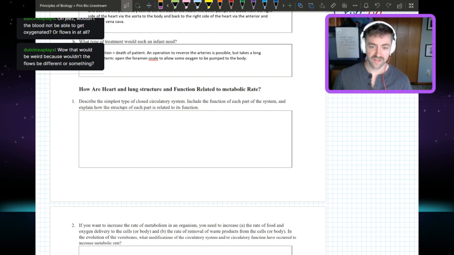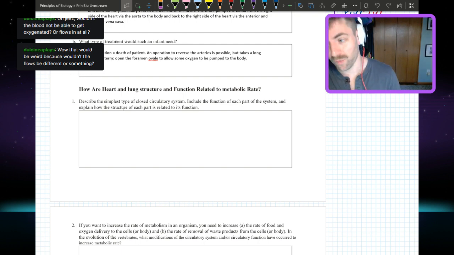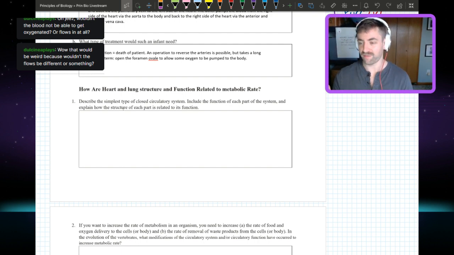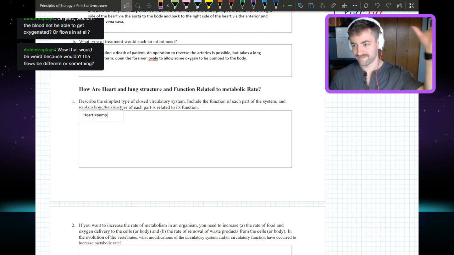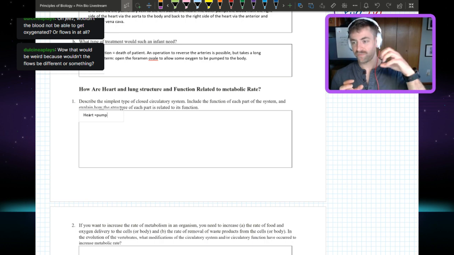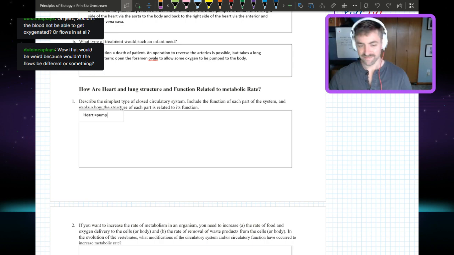Arteries are more muscular than veins to withstand the higher blood pressure resulting from the force of the heart's contraction. And capillaries are one cell wall thick, really thin, which facilitates diffusion really easily. So, two chambers at least. One atrium, one ventricle.